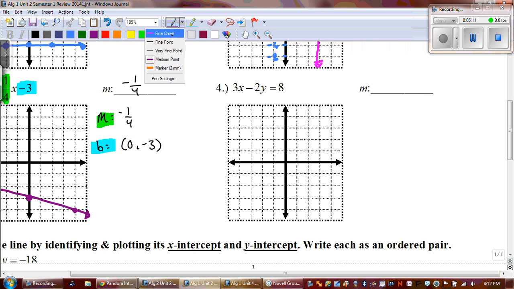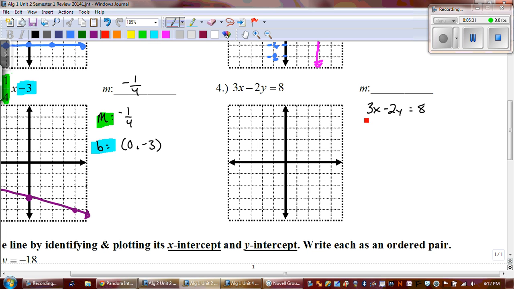Okay, number 4. Now, number 4, for us to graph it, we need it to be in y equals mx plus b. It's not like that, so we have to solve this. Whoops, it's not 4x, guys, it's 3x. So I'm just rewriting the equation right here, 3x minus 2y equals 8.